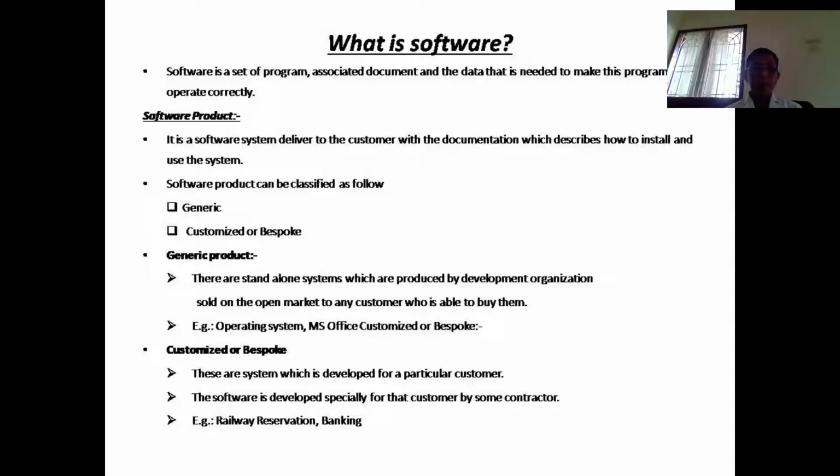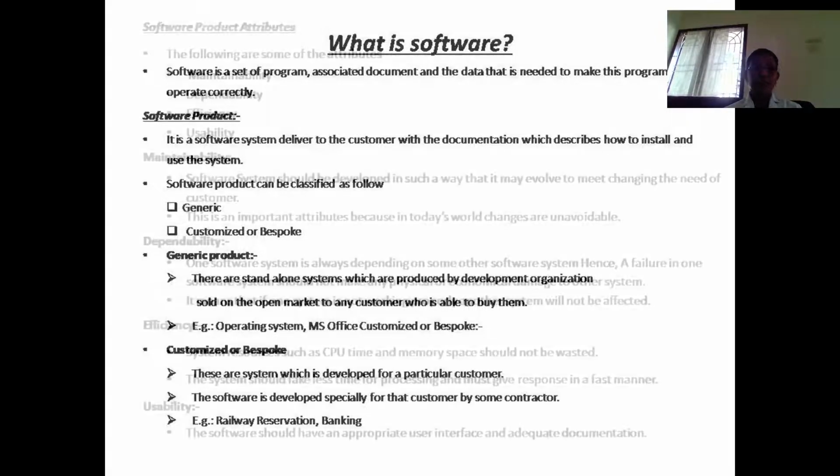Then what do we mean by a customized product? These are systems which are developed for a particular customer. Okay. So for example, railway ticket reservation, then the banking process. Is it possible to process these manually? It is impossible. So we have to computerize these types of processes using some software product. Okay, so these types of products are called customized products.